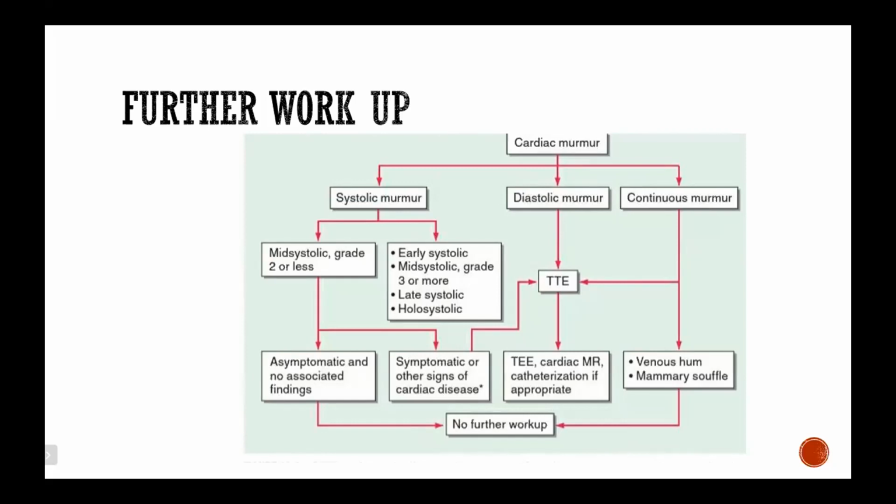So this is an algorithm from Harrison. It's more or less the same thing as a systolic murmur. I told you, early systolic murmurs and mid systolic murmurs or ejection systolic murmurs, you have to rule out whether it's an innocent murmur or not. Similarly, continuous murmurs, as in venous hum and mammary souffle, can again be innocent murmurs. Otherwise, all other murmurs definitely will have an underlying cardiac pathology. So you will have to rule it out by doing an echo. So the next step is always an echo.